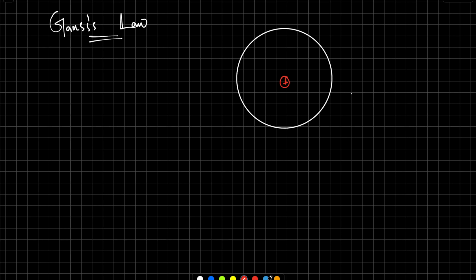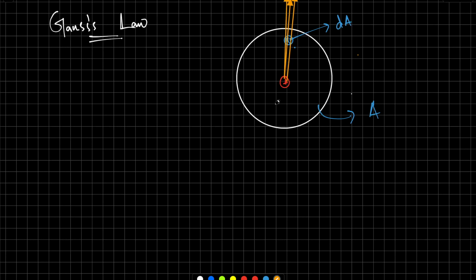If you have a small hole here, this is a small hole at the surface of the sphere. The total area of the sphere is A. So let's consider this small area of the hole as dA. Because of this charge, there would be electric field lines. So there would be electric field lines coming out through this hole. So there is an electric flux as well.